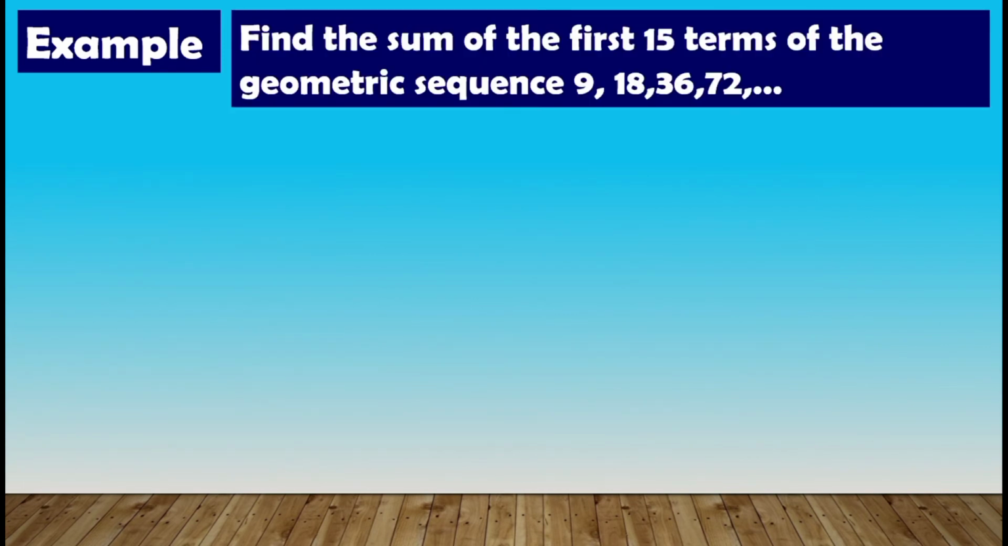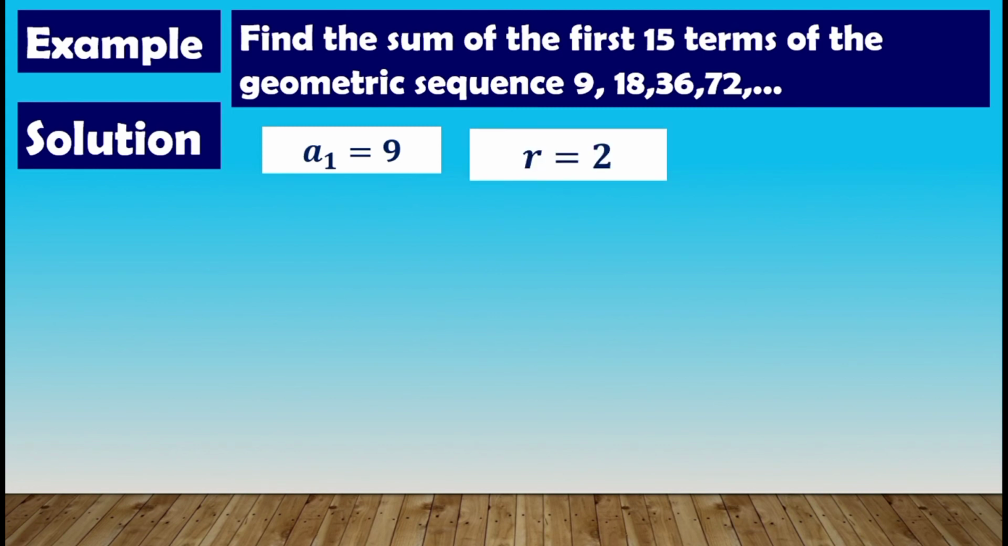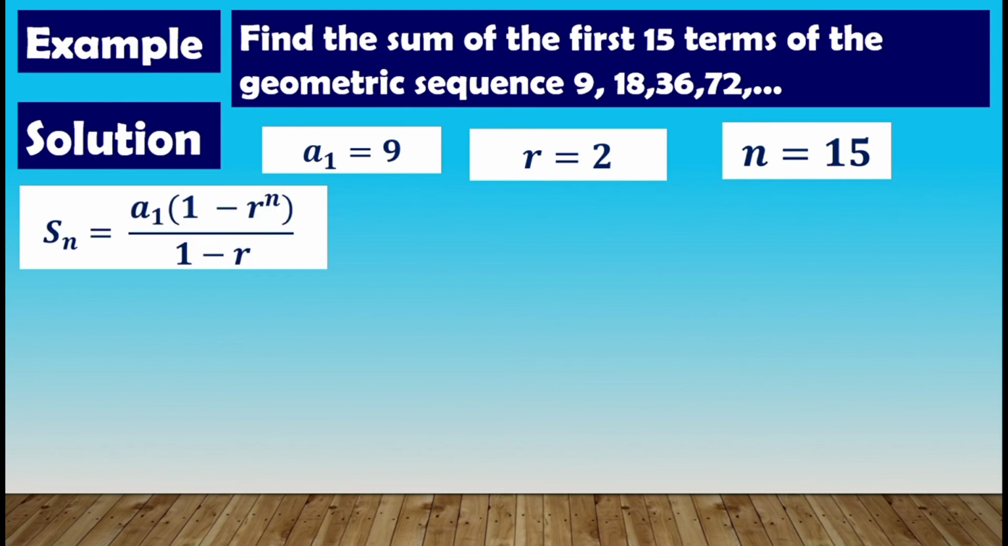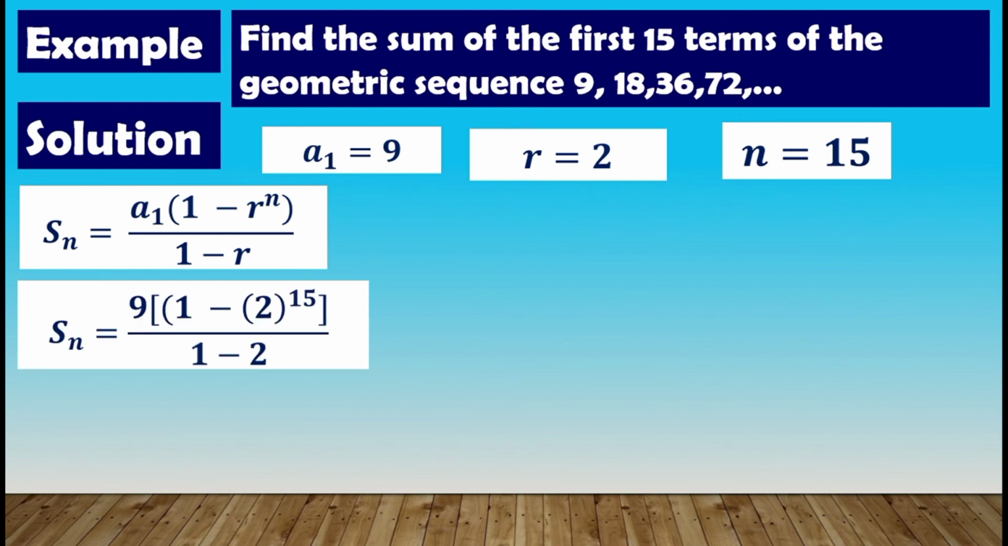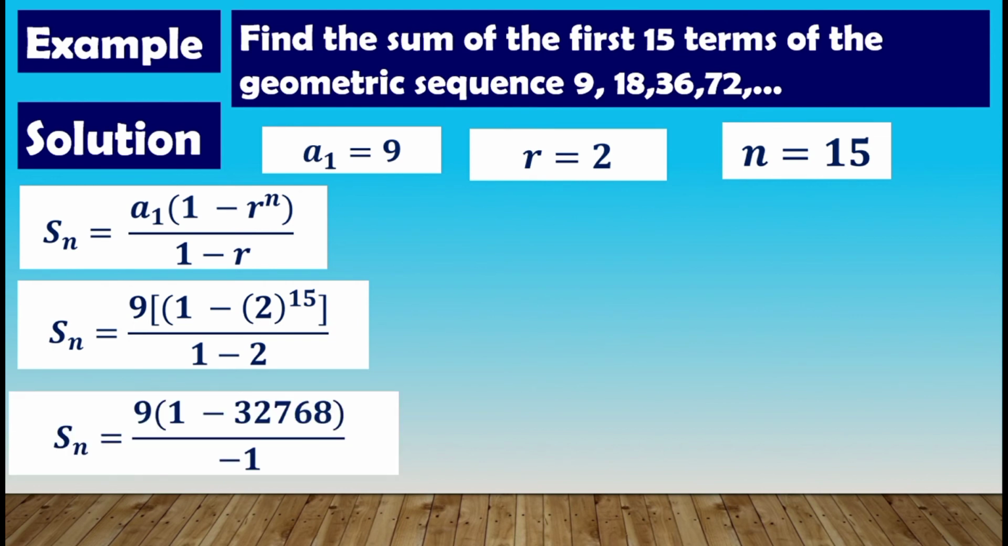Find the sum of the first 15 terms of the geometric sequence 9, 18, 36, 72, ... Again, our first term here is 9, common ratio is 2, and the number of terms is 15. Utilizing this value, substitute this in our existing formula. S sub n is equal to a sub 1 times quantity 1 minus r raised to n all over 1 minus r. Substitute, a sub 1 is 9, common ratio is 2, and the number of terms is 15. Then simplify. S sub n is equal to 9 times the quantity 1 minus 32,768 all over -1. 32,768 is a result when we simplify 2 raised to 15th power.